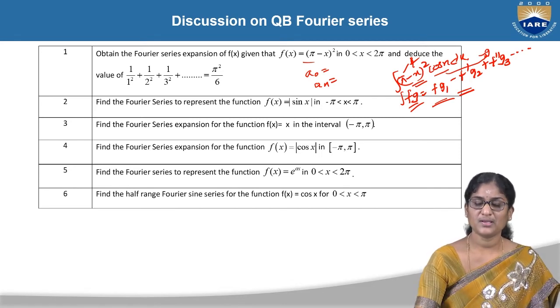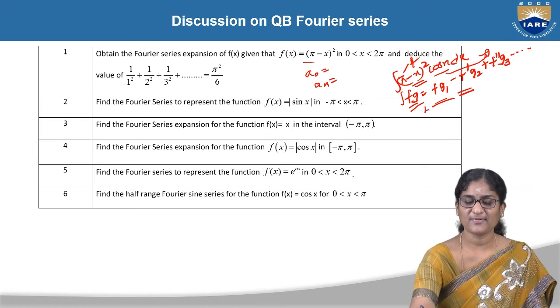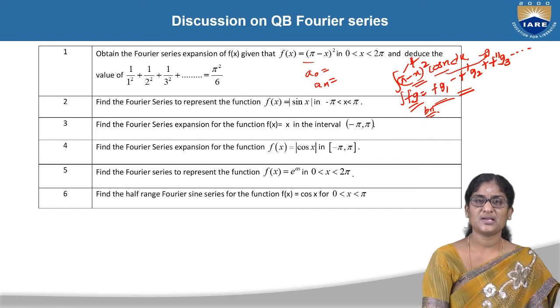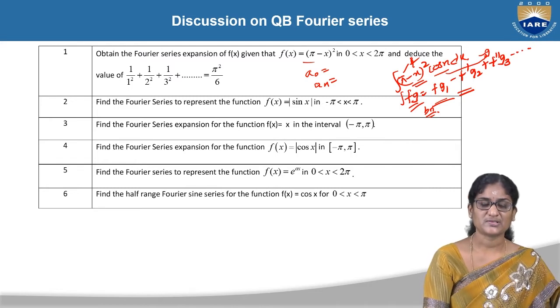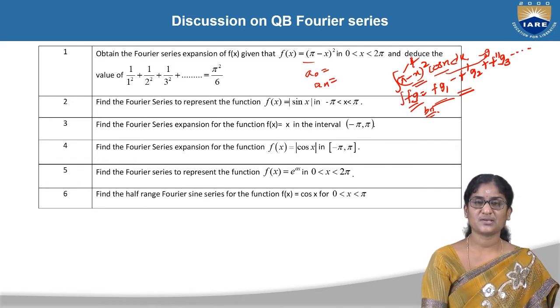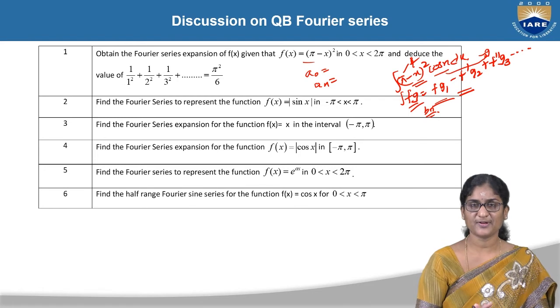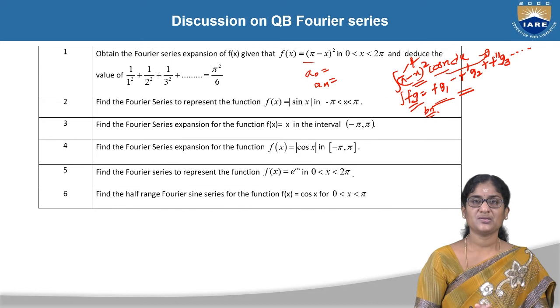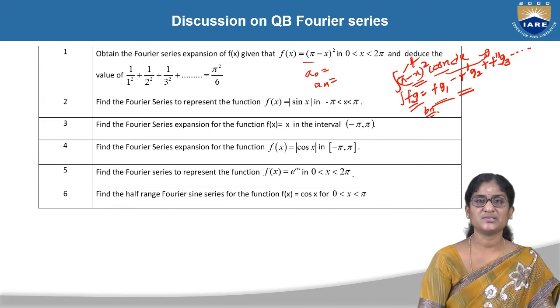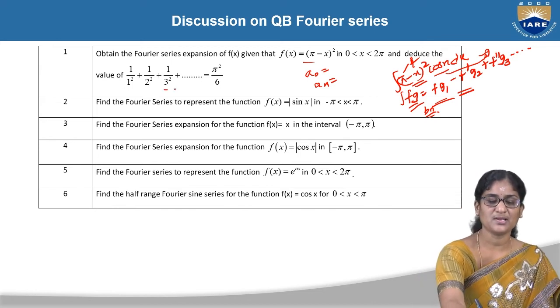Now, in the similar way, using this formula, after finding bn, you substitute in the main formula of the Fourier series, that is a0 by 2 plus summation an cos nx plus bn sin nx. So that is how we can do the expansion. Now, what about the deduction? After getting the expansion of pi minus x whole square in terms of cos and sine, in terms of Fourier series, you substitute x is equal to pi by 2. x is equal to pi by 2.